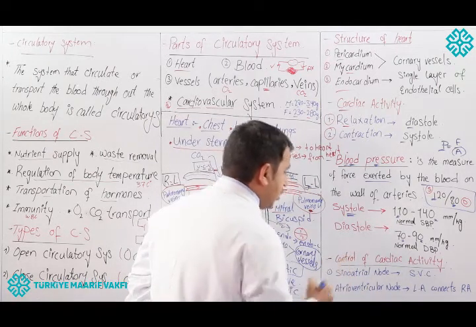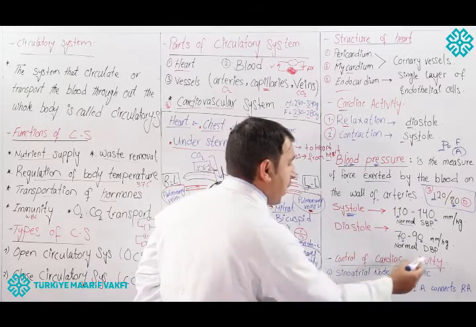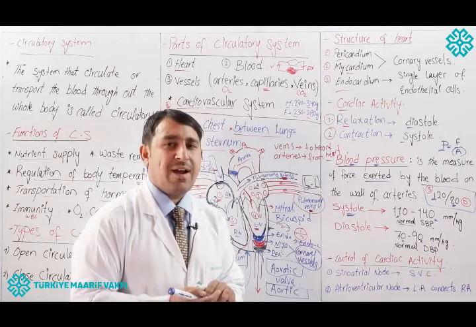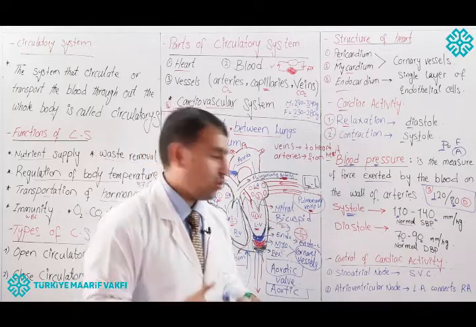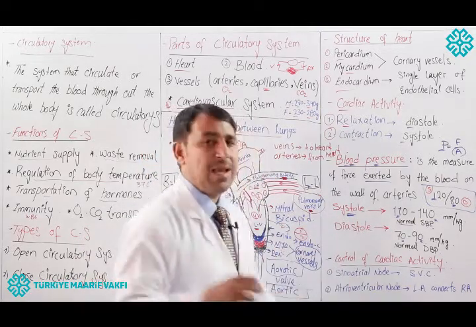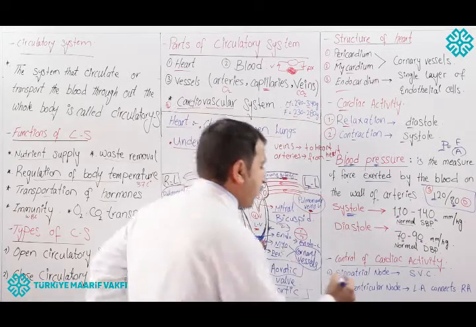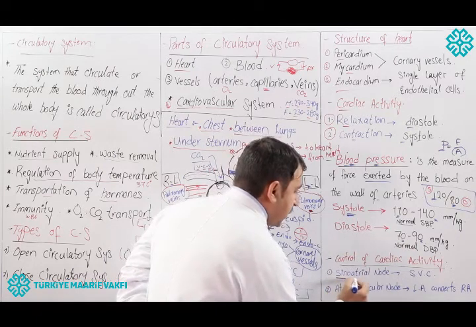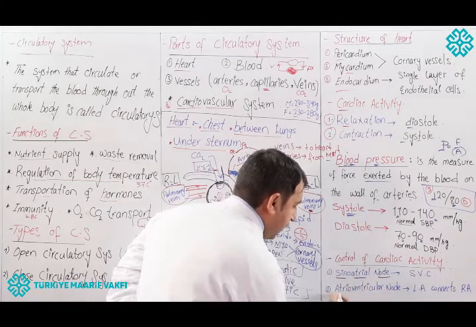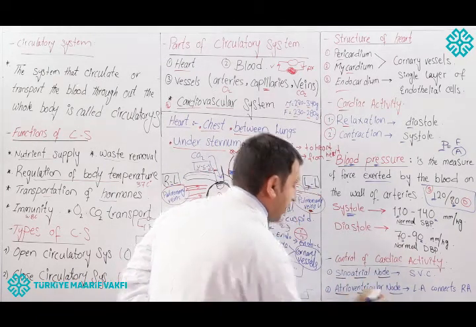And another issue in our heart is the control of cardiac activity. How is the cardiac activity, this pumping, contraction and relaxation, controlled? This activity is controlled by some nodes. We have two types of nodes in our heart. The first one is the sinoatrial node, and the second one is the atrioventricular node.